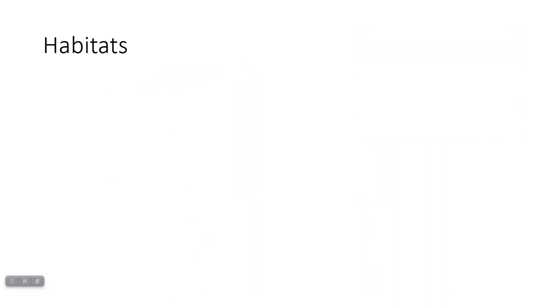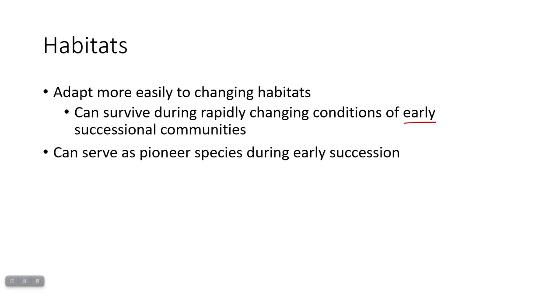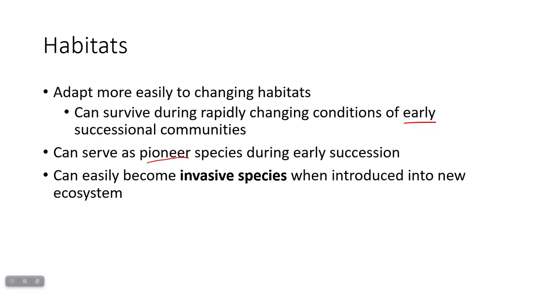So this is something we should talk about with an eye to what kinds of habitats these organisms can live in. So generalists adapt more easily to changing habitats. If the habitat changes for whatever reason, they don't tend to die out quickly. They can survive during relatively rapid changes of environmental conditions, including those that happen during early successional communities. So in primary or secondary succession, a lot of the organisms that you're going to have there are going to be generalists. They are often pioneer species because they can live under a wide variety of conditions.